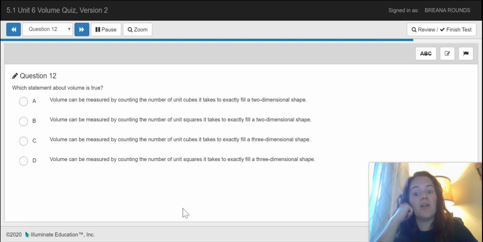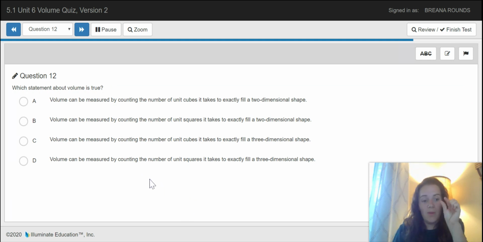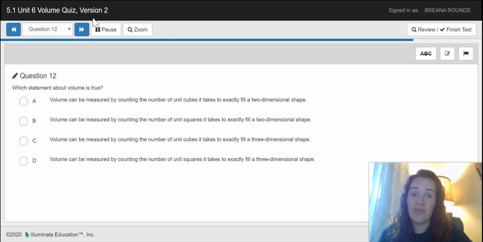Which statement about volume is true? Make sure you read these carefully because there's a couple of small words that get switched up in there and will change your answer. So read very carefully while you answer this question.